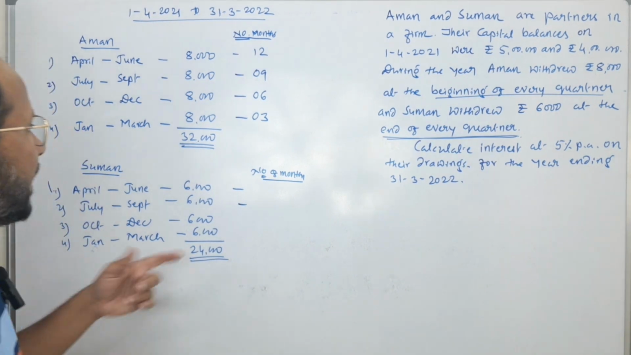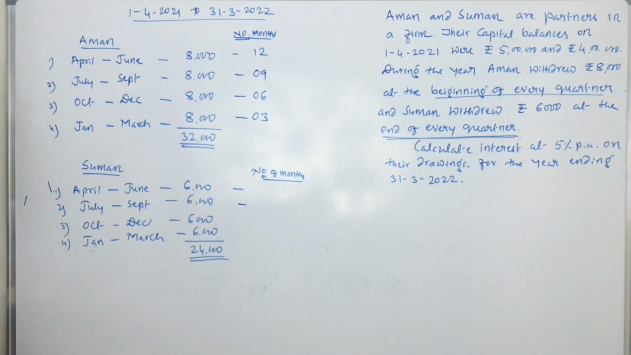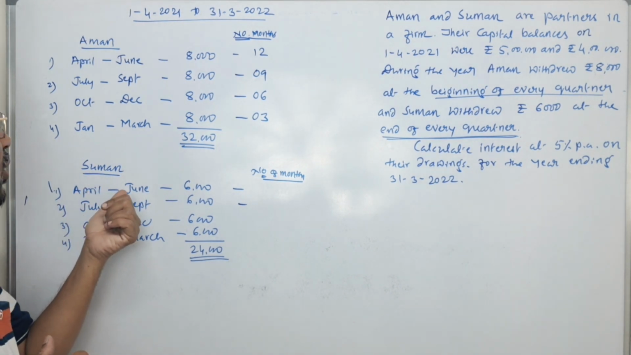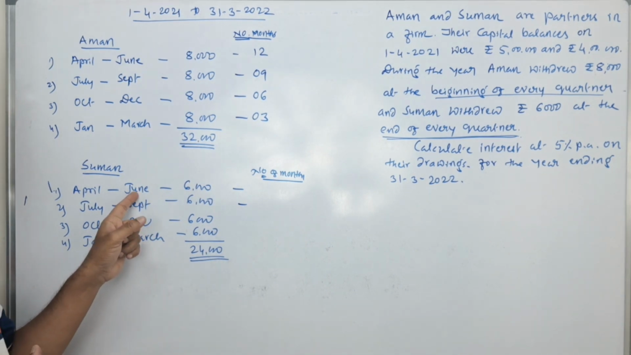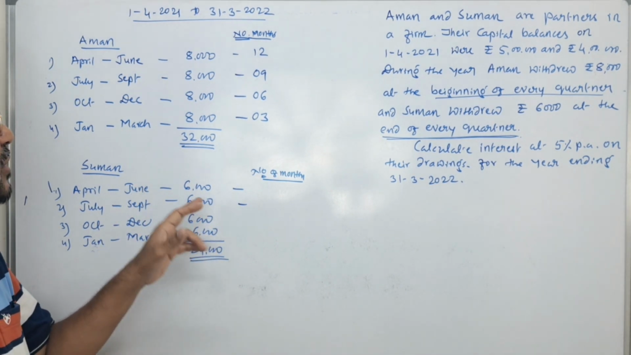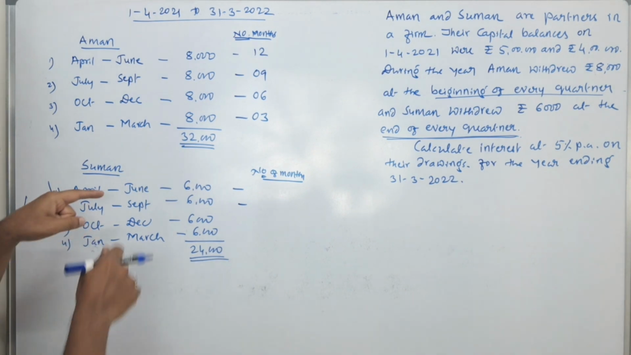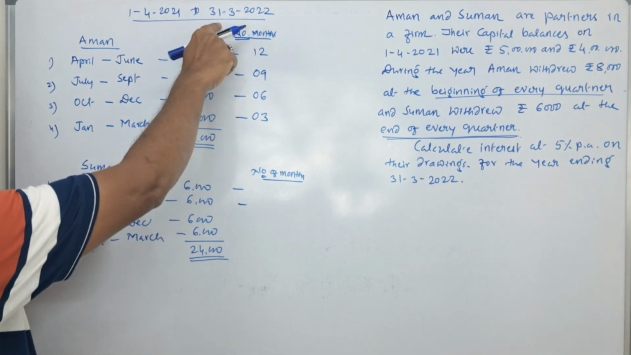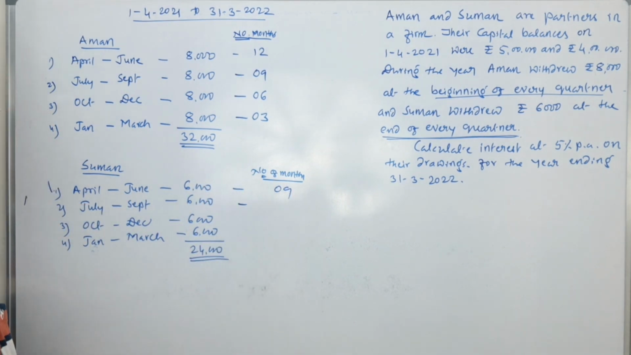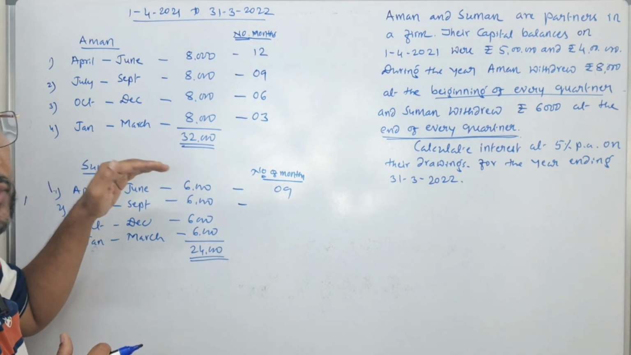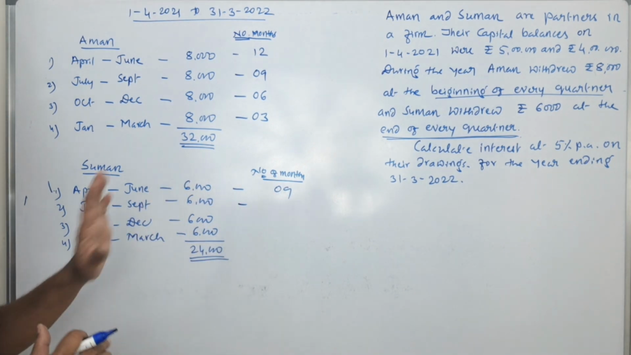Okay, let us calculate the number of months in case of Mr. Suman for which interest is to be calculated. Here Mr. Suman has withdrawn the amount at the end of every quarter. At the end of every quarter means on 30th June he withdrew rupees how much? 6,000. That is why from 30th June to 31st March we have to calculate. That is why we get how many months? Only 9 months. For 9 months interest is to be calculated, because these 3 months are not supposed to be included, because at the end of the third month he has withdrawn rupees 6,000.